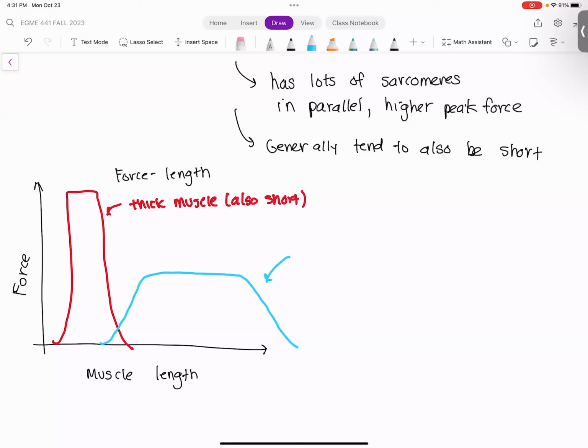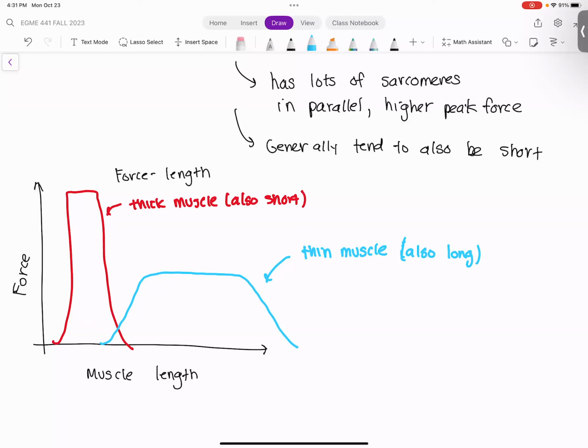A curve like this would be for a thinner muscle, and you can see that the peak for the thin muscle is a lot lower. This thin muscle also happens to be long, so I've made the plateau region quite long and shifted it to the right. These two generally go together in different parts of your body. The thicker muscles also tend to be quite short, and the thinner muscles, the ones that span a longer length of your body, often tend to be thinner.